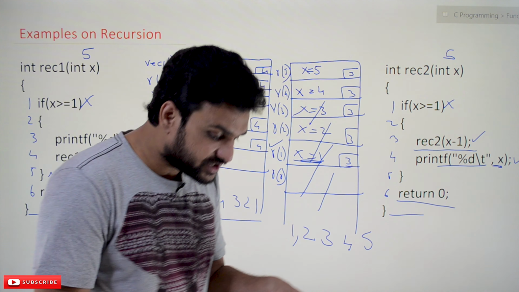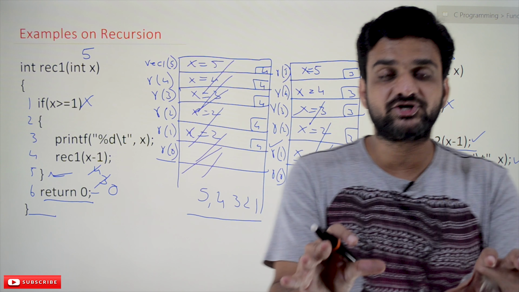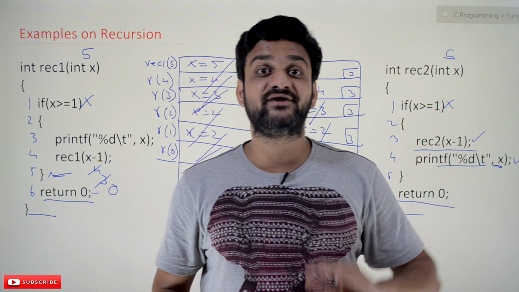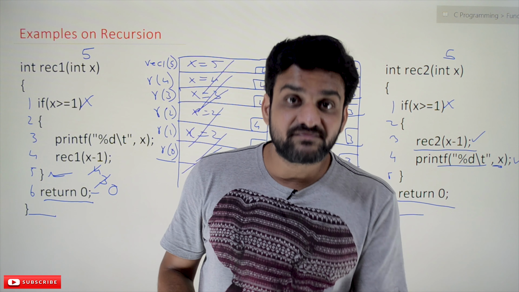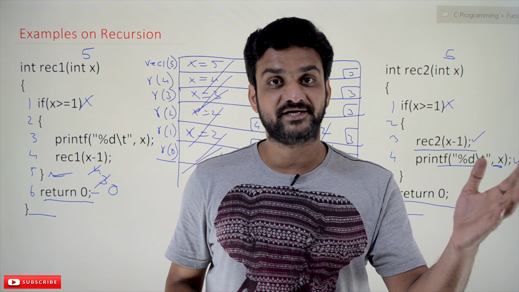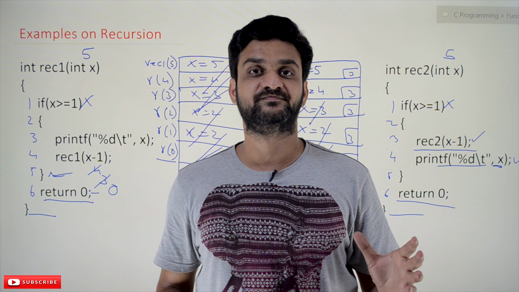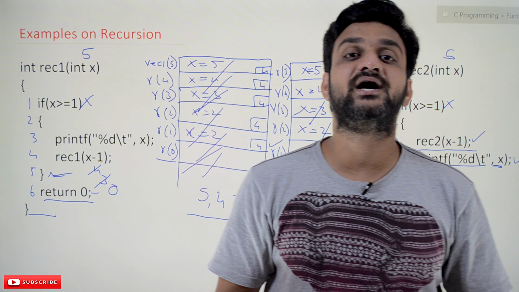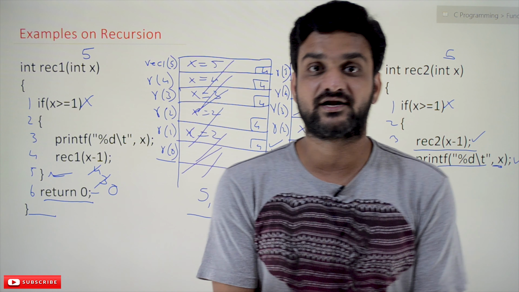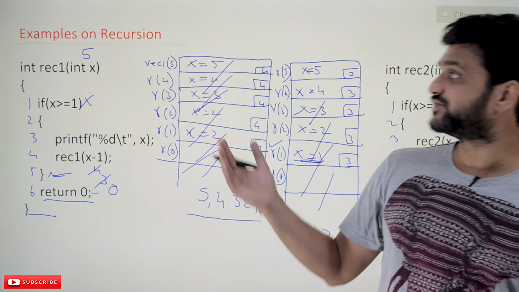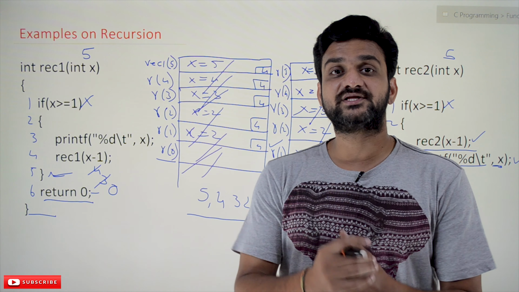So what you have to understand is, the main concept that you have to understand is the memory stack that is created, and how that memory stack will work whenever a recursive call is made. So that is very important to understand. So based upon that, the execution of the recursive function will work. Okay, so these are some of the examples on recursion. Hope you got the clarity on this concept.